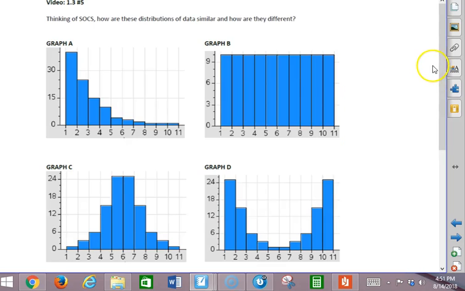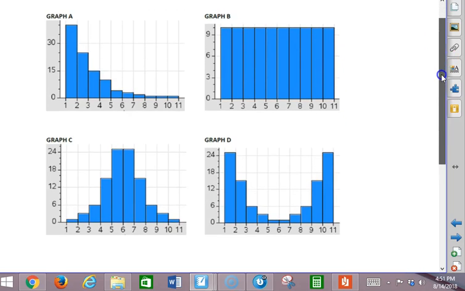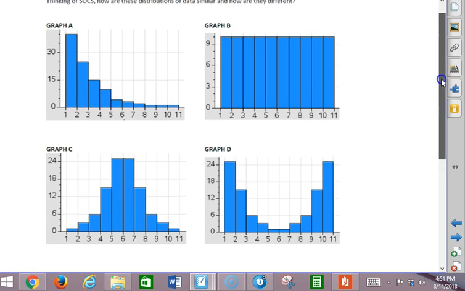Take a look at these graphs and let's notice all the similarities and differences they have. So how are they the same? Well, one thing that they're all the same in is they all have the same range. Okay? The same range, which is 10, from 1 to 11. That's a measure of spread. You can see that their shapes are very different.